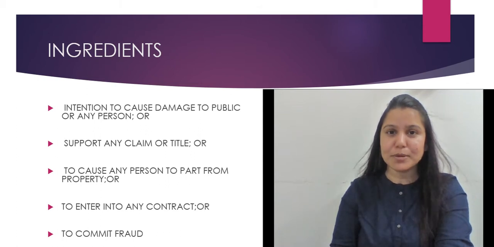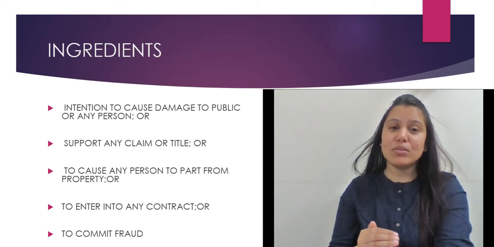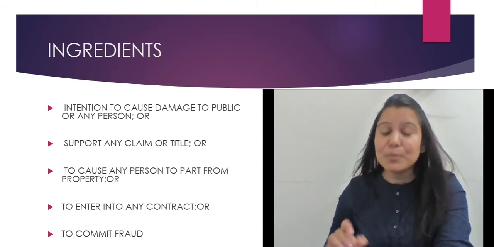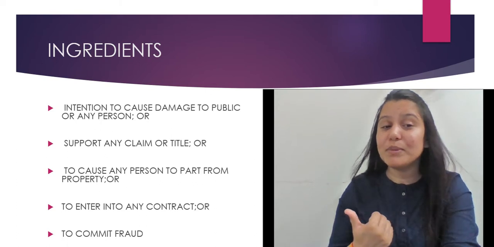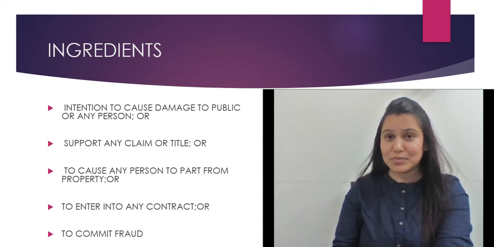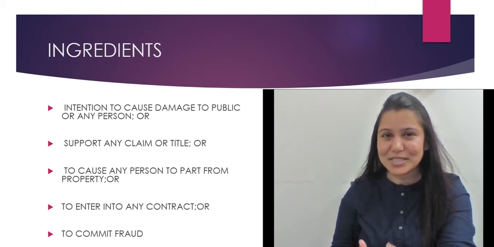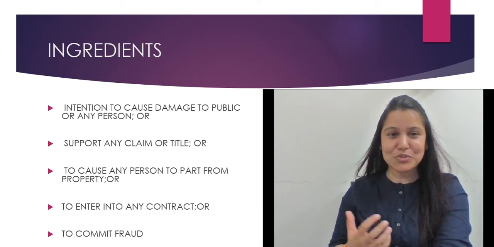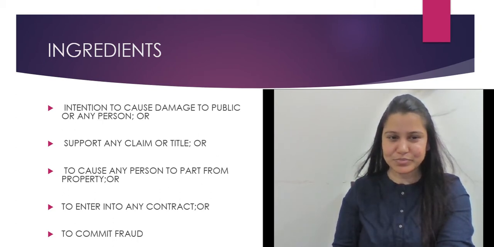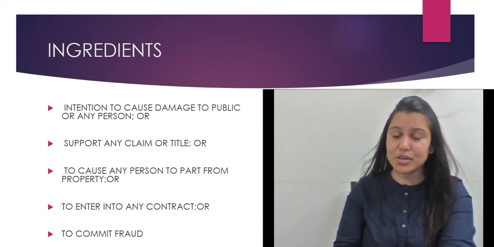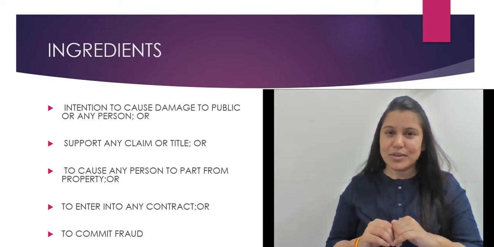Now if you sign by the name of some person, then of course that person will be prosecuted, right? So you're trying to cause damage to the other person whose signature you're putting on that very document. Or you're putting it in order to support any claim or title, say, for property papers. You're doing it in order to get the title of the property, to become the owner of the property, to cause any person to part from the property, or you sign such a paper that parts a person from the property, correct?